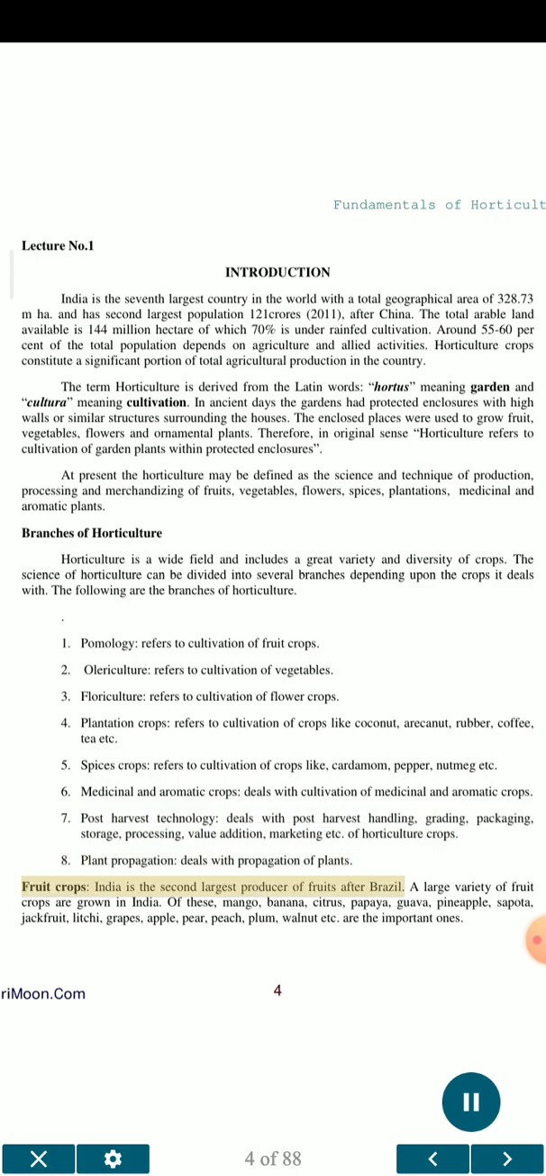Fruit crops. India is the second largest producer of fruits after Brazil. A large variety of fruit crops are grown in India. Of these, mango, banana, citrus, papaya, guava, pineapple, sapota, jackfruit, lychee, grapes, apple, pear, peach, plum, walnut, etc. are the important ones.